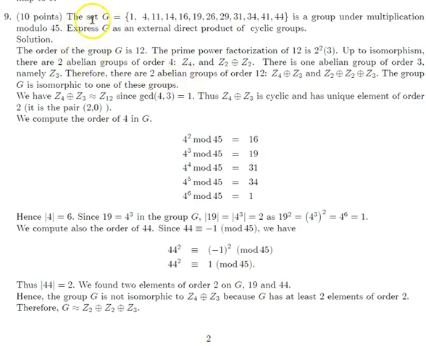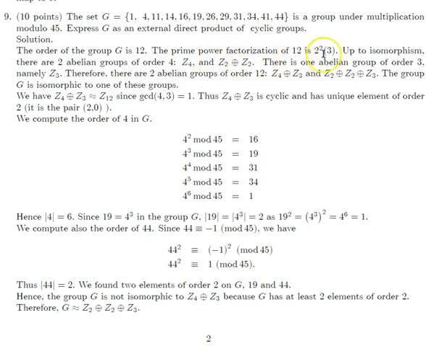Problem 9. The set G, consisting of these numbers, is a group under multiplication mod 45. Express G as an external direct product of cyclic groups. Multiplication mod 45 is commutative, so G is a commutative group, and it has what order? We count the number of elements in G. So it is a group of order 12.